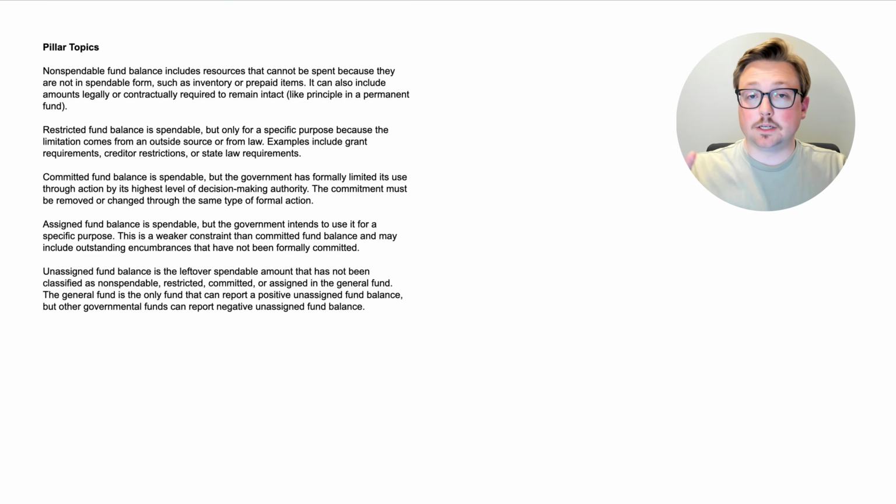Again, that point isn't something you need to know super deeply, but just remember that unassigned fund balance is what's left over, especially in the general fund, and the general fund is the only one that's going to have a positive amount, because the other governmental funds have a specific purpose. It's basically not going to happen where they have just money sitting around in an unassigned fund balance. Most of their stuff is going to be restricted, committed, or assigned. So with all that, we learned a lot in these 5 questions and in these pillar topics.